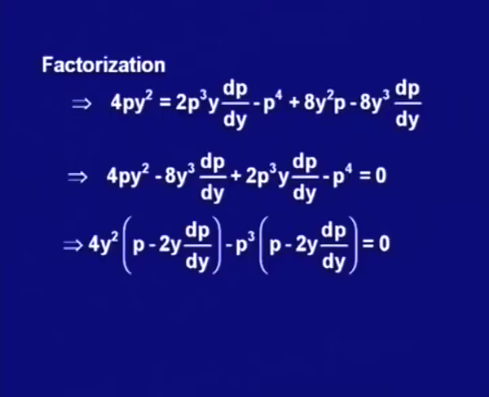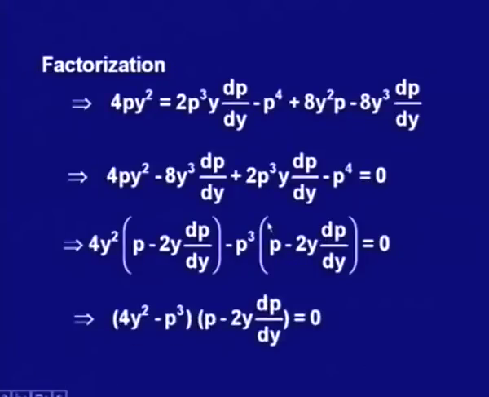From the second two terms we are taking the factor common as p cube, and I am writing the first term as second and the second term as first. That is, here I am taking minus p cube outside and this term I am writing first as p minus 2y times dp over dy. Thus, we are getting the two factors: 4y square minus p cube and p minus 2y dp upon dy is equal to 0. Now, if I equate these two factors to 0 separately, I would be getting two equations.